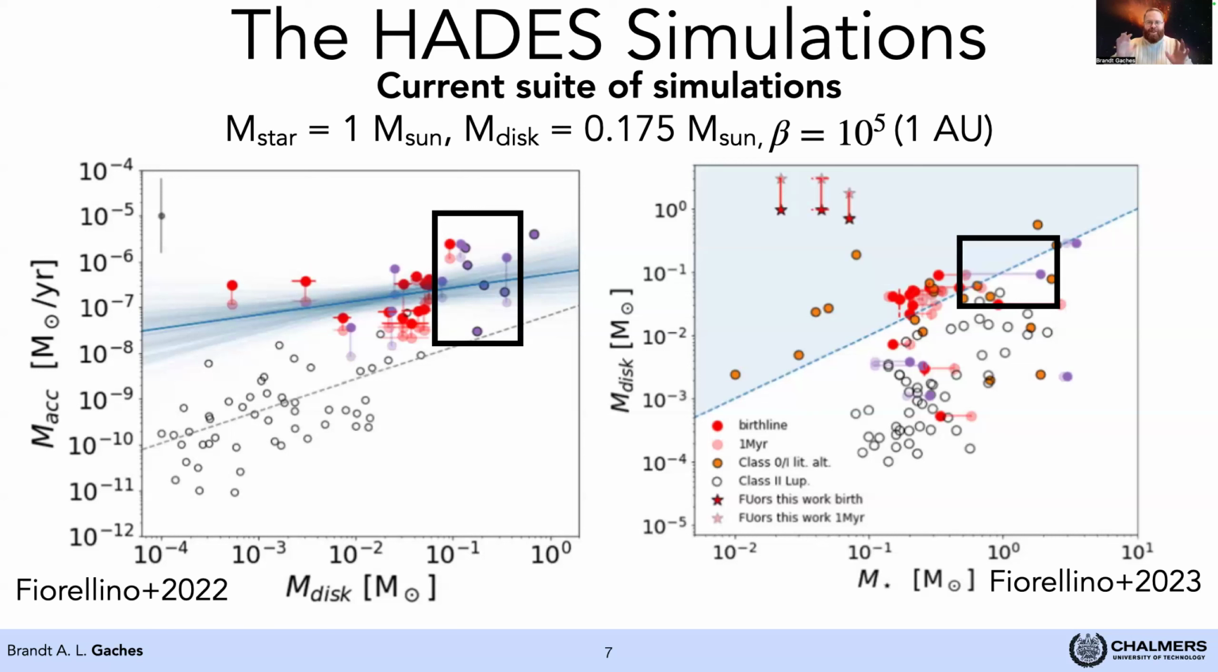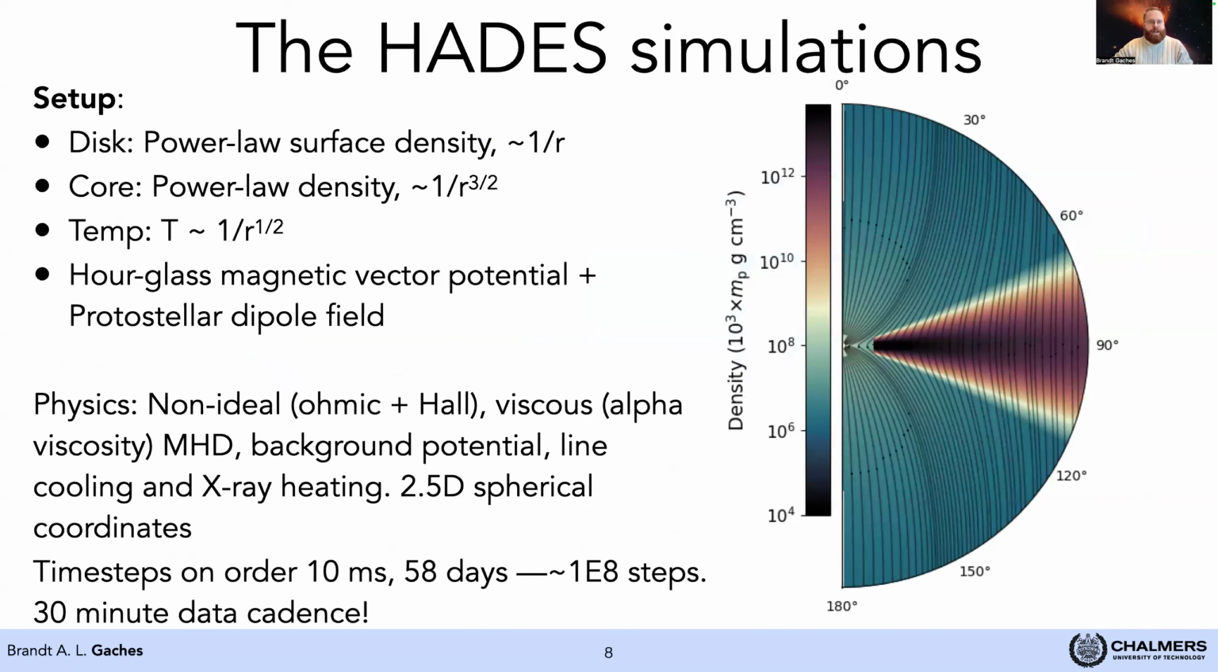We don't resolve this because we don't do the large scales. And in our case, we have a marginally magnetized disk. So the plasma beta in the midplane at 1 AU is set to be 10^5. So what are the simulations that I'll be talking about?